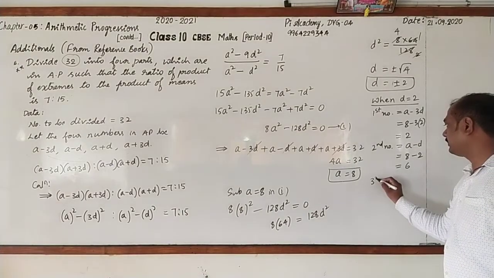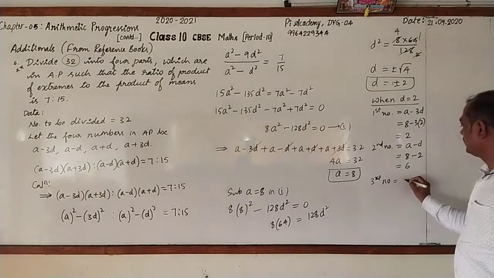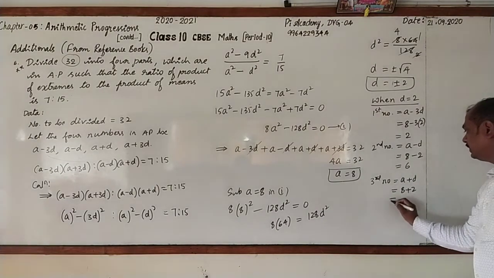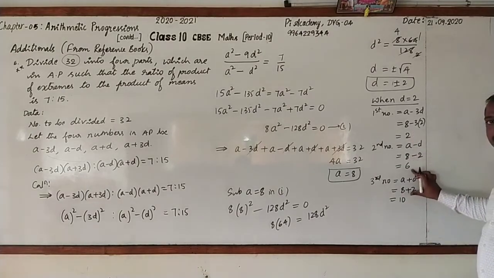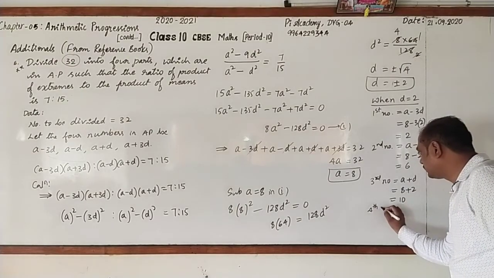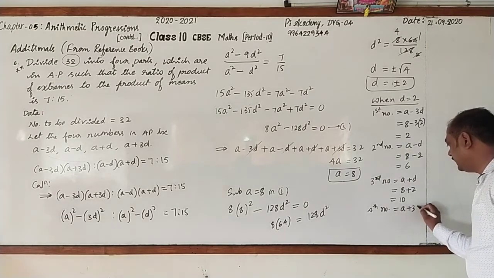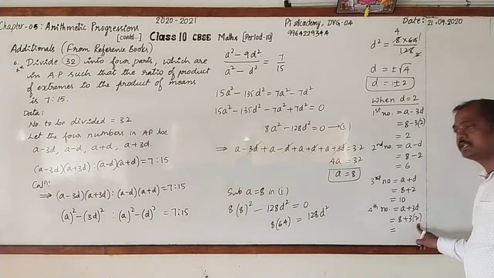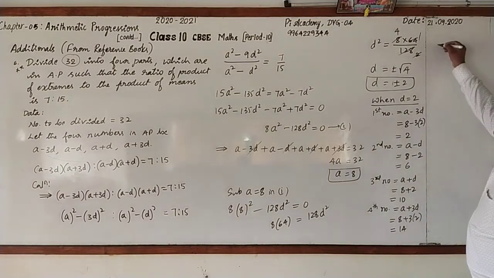Then third number is a plus d. a plus d is, a is 8 plus d is 2, it is 10. See the 2, 6, then 10. What will be the next one? It should be 14. Let us check it out. Fourth number is a plus 3d. a is 8 plus 3 into d is 2. 3 2s are 6. 6 plus 8, 14. Followed. Next, we have another possibility.